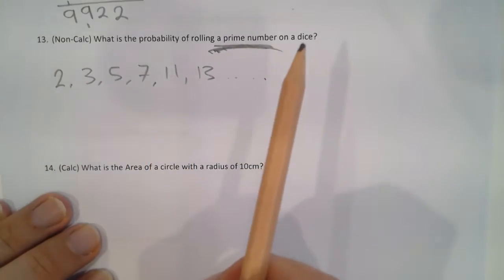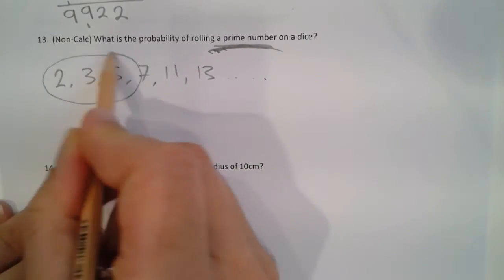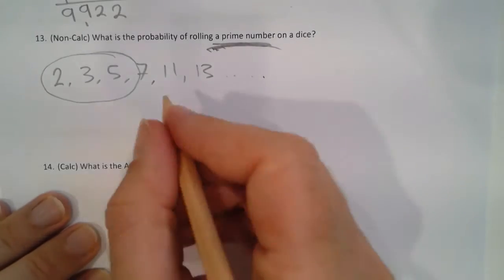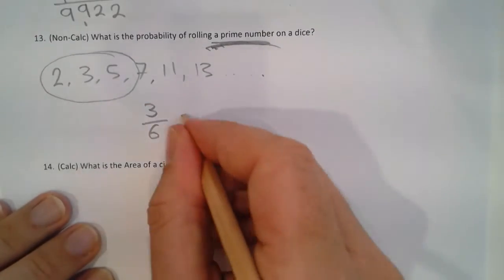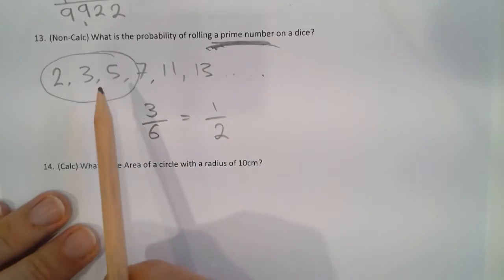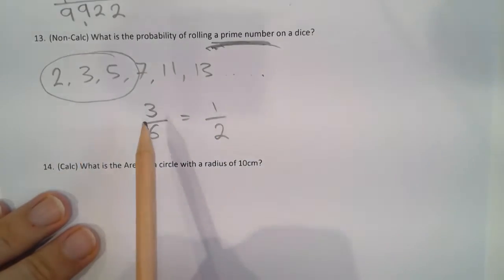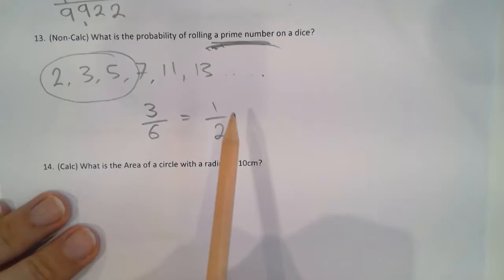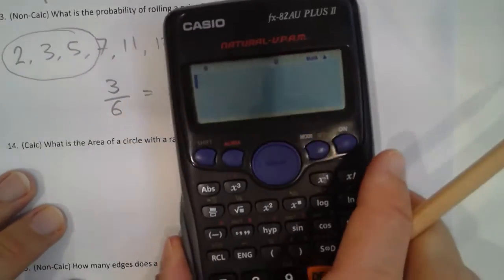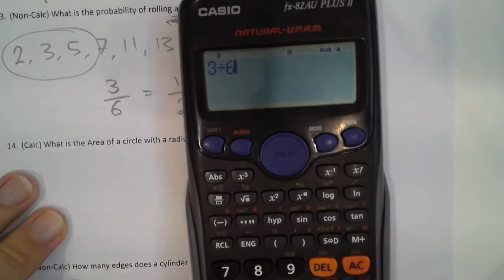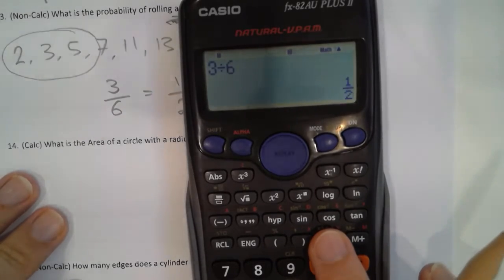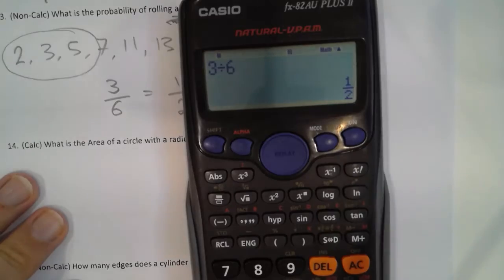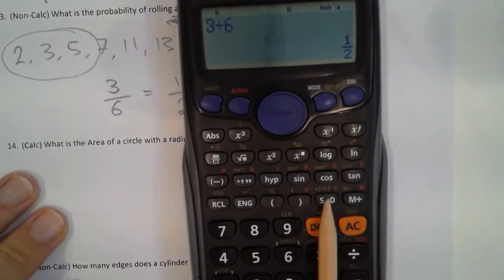A dice has 6 numbers. Those are the only 3 primes on the dice. So you have a 3 out of 6 chance, which is a half. So 3 out of the 6 numbers are prime, and 3 out of 6 simplifies to 1 over 2. If you weren't sure if it's simplified, you type in 3 out of 6. There it is, as a fraction. So your SD button, and I'll come back to this at a later question, simplifies fractions for you as well.